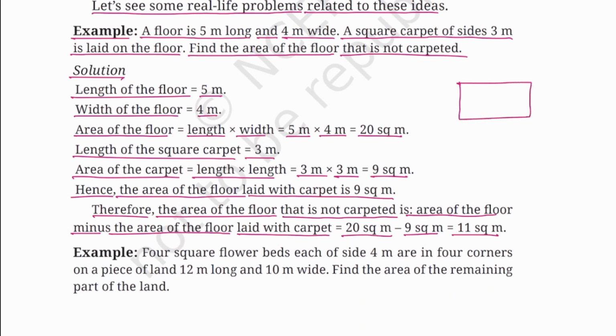Area of the floor is 5 into 4, that is length into width, and area of the carpet, that is in a square shape, 3 into 3, that is length into length. So area left will be 20 minus 9, that is 11 square meter.